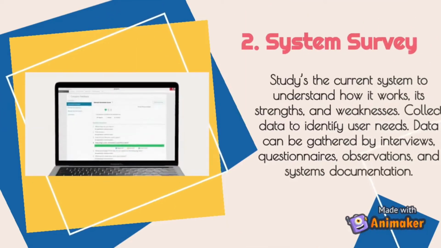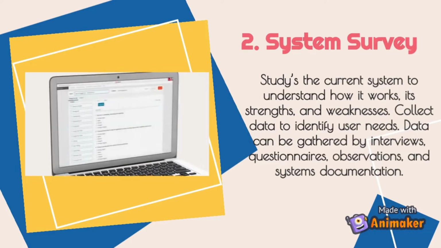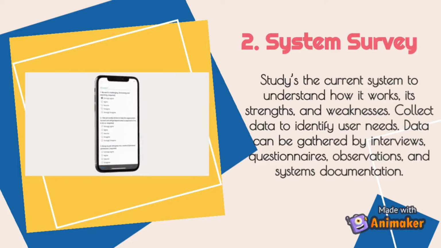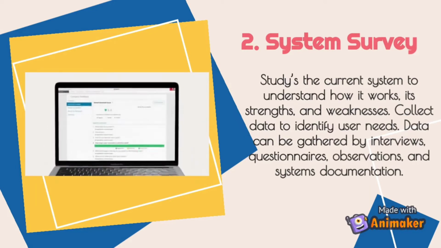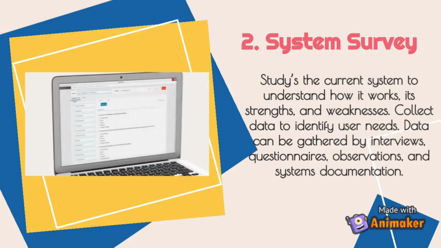The second step is to conduct the system survey. The company has to study the current system to understand how it works, its strengths and weaknesses. The company also has to collect the data to identify user needs. Data can be gathered by interviews, questionnaires, observations, and system documentation.